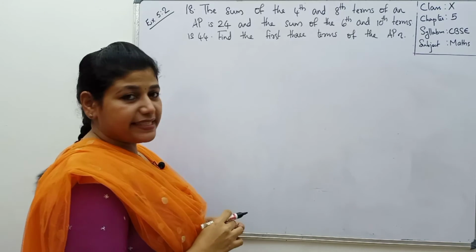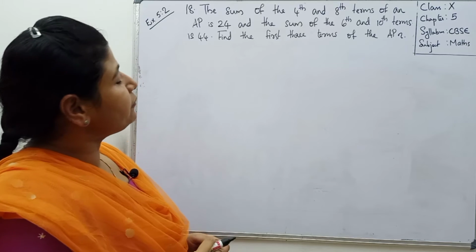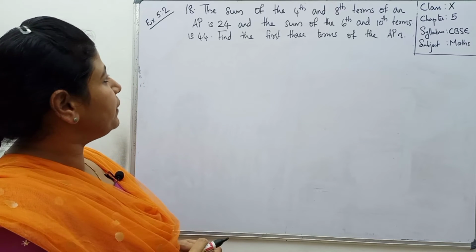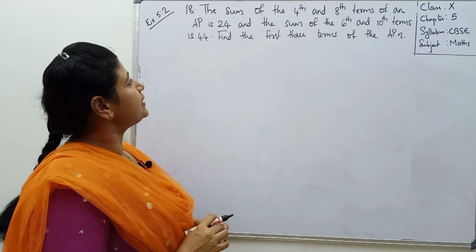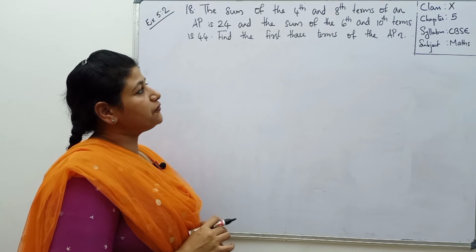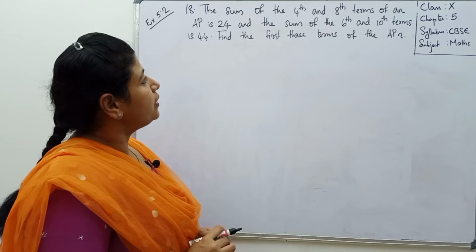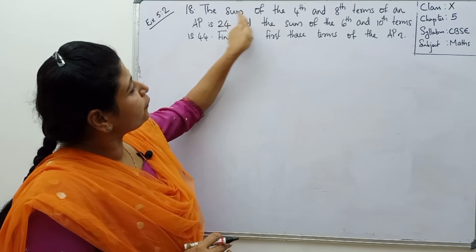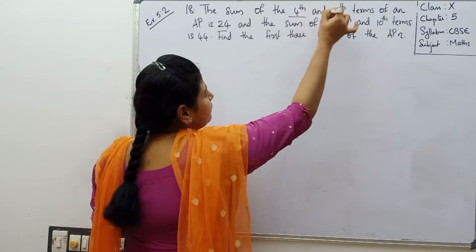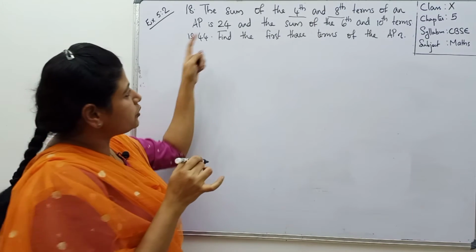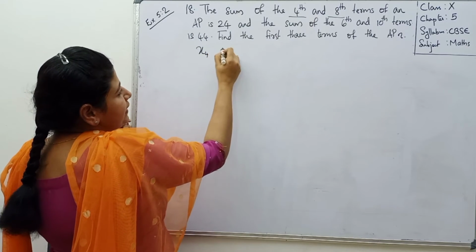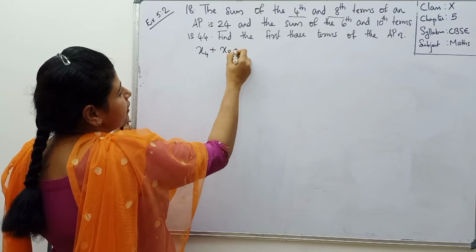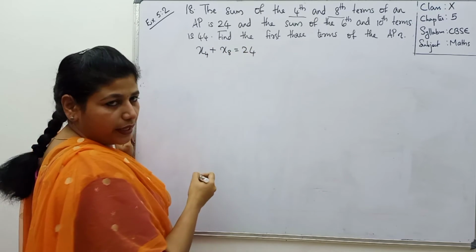Okay, 18th question. The sum of the 4th and 8th terms of an AP is 24 and the sum of the 6th and 10th terms is 44. Find the first 3 terms of the AP. So, sum of 4th and 8th. A 4th term indeyum 8th term indeyum sum 24 aanu. So, we know that 4th term is x4 and 8th term is x8. Their sum is 24.